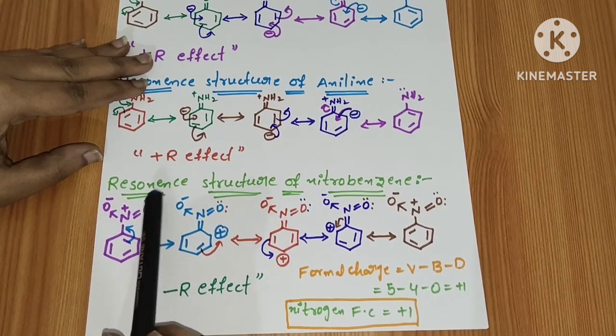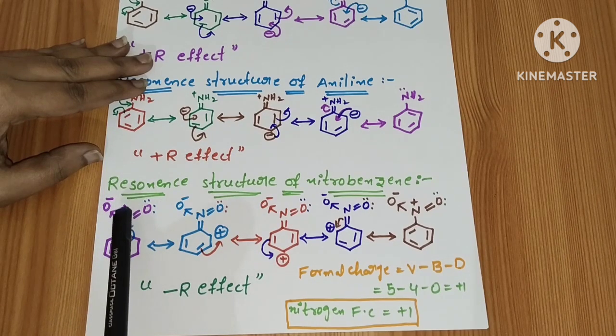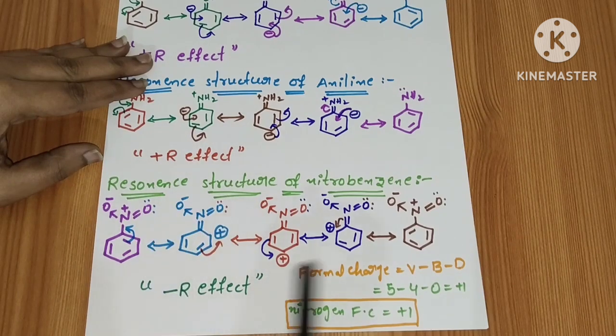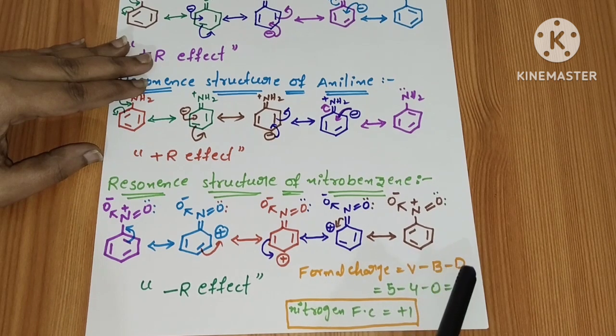O has two lone pairs of electrons. Then single bond O minus. Here why does nitrogen have a positive charge? We know the formal charge formula. Formal charge is equal to V minus B minus D. Here V stands for valency, B stands for bonds and D stands for dots.